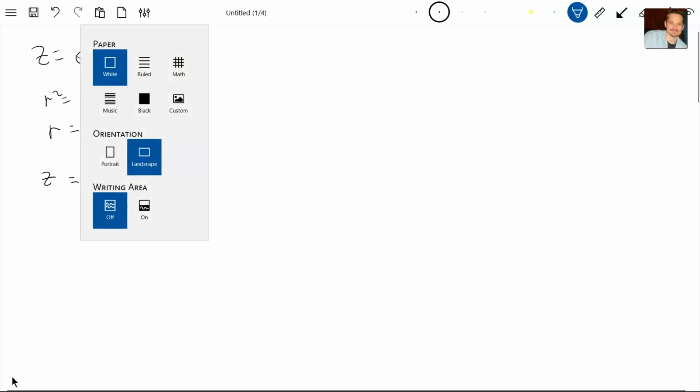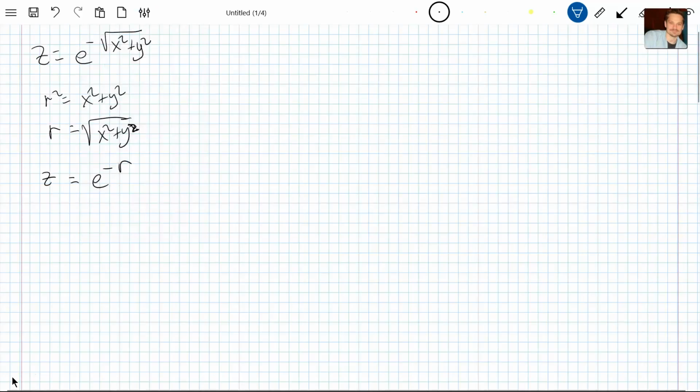Remember, my channel is called Visual Math because sometimes I draw a lot of pictures. So I'm going to do it this way. This is going to be my x-axis over here. And then here this is going to be my y-axis, and this is going to be my z-axis. So now let's make a picture of e to the negative square root of x squared plus y squared. I've done that and I know what it looks like. So I'm just going to do it pretty quickly.